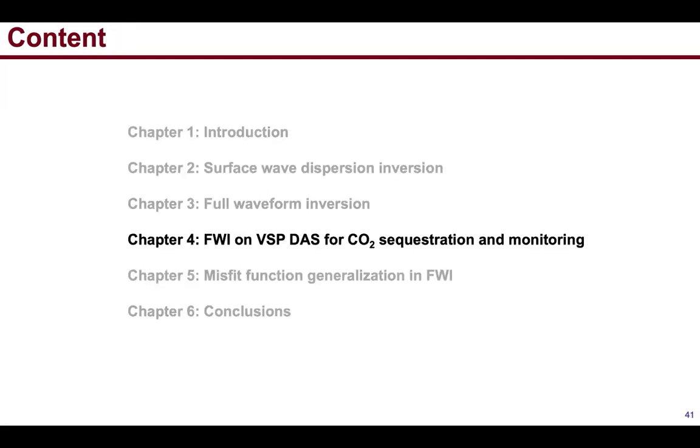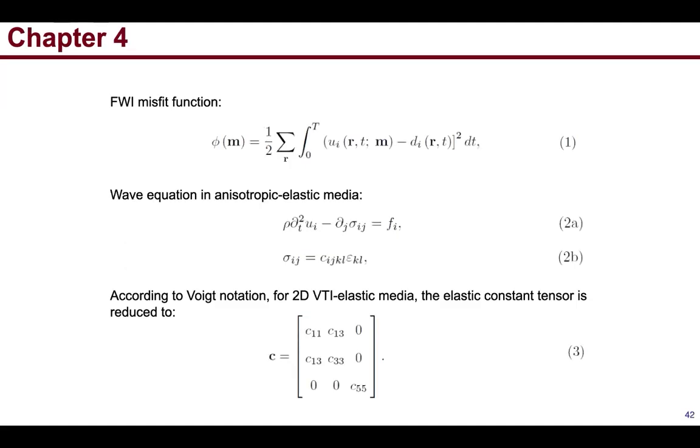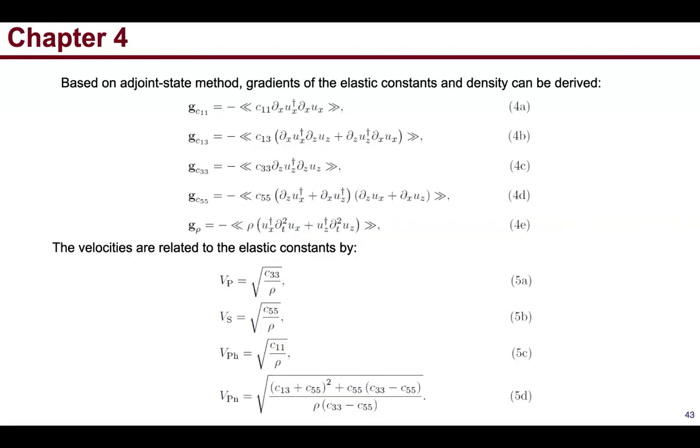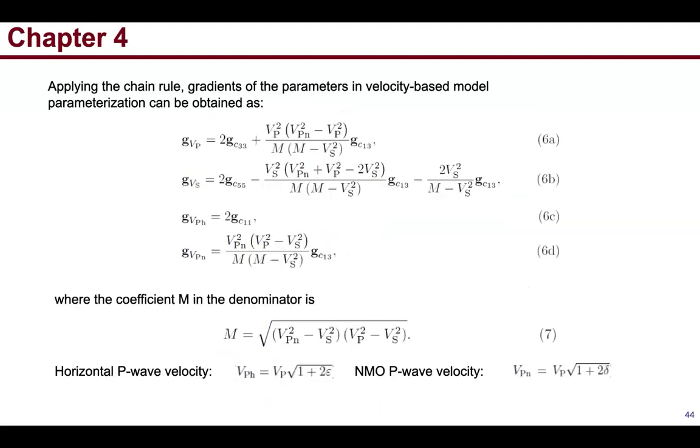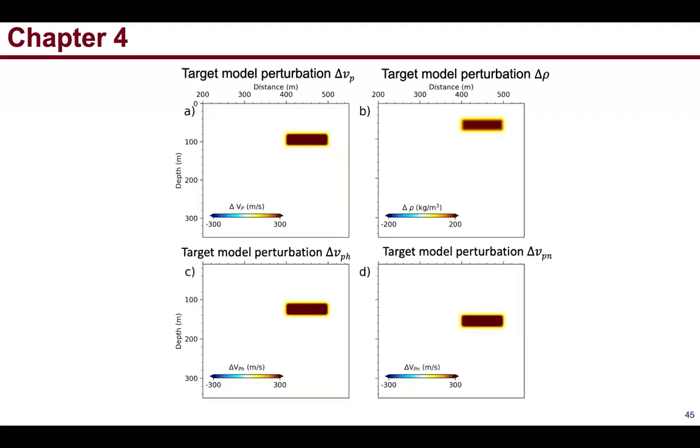And the third part is we also conducted FWI on the VSP DAS data. So here, this is a misfit function as before. I just showed how the VSP data and the VTI media are incorporated in the FWI. This is just some formula derivation. Yeah, we'll just show some synthetic tests.